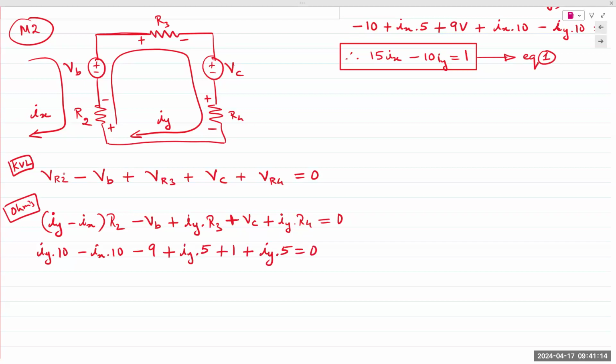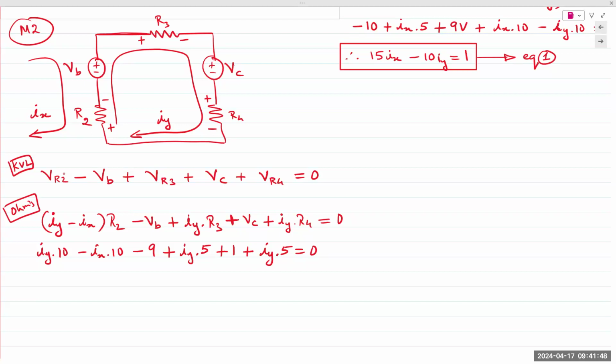Okay, Iy times 5. We have 3 resistors in the circuit, so there should be 3 terms with the variable Iy, right? So you have 10 times Iy, 5 times Iy, and again 5 times Iy. If you don't have those, then your equation would be incorrect. 3 resistors, so you should have 3 terms for Iy. And then 1 shared branch, so that shared branch is with Ix, so 1 term for Ix.